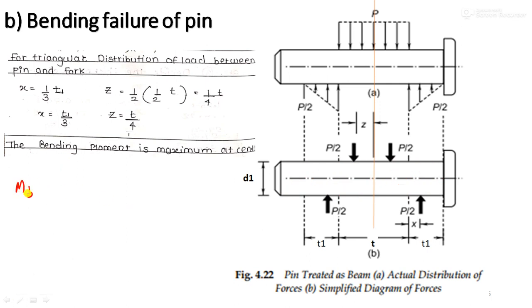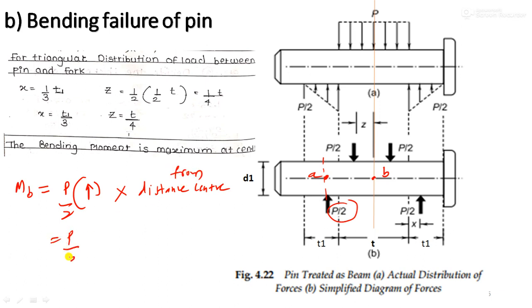So how will I calculate MB? First of all, take this distance. Take this P by 2, which is acting upward, and multiply it by the distance from the center. So let us say P by 2 is acting here, and I want the distance between the point A and the point B. This is the distance from the center.